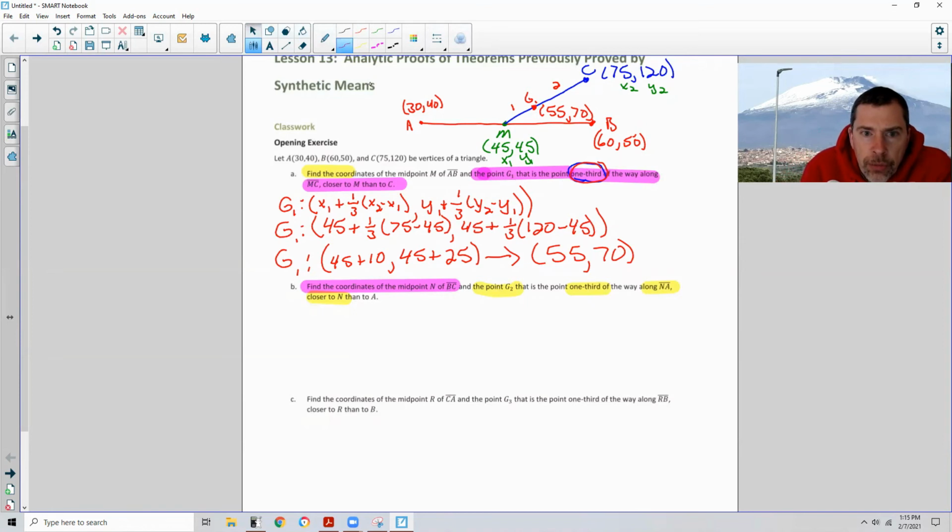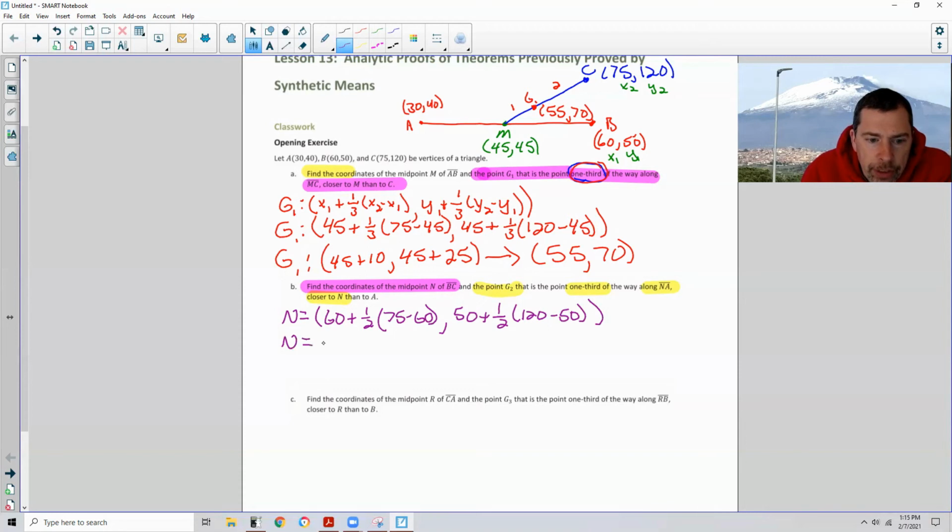So now I'm just going to move my X1, Y1 over to B. One end is X1, Y1, and C is X2, Y2, and I want the midpoint N. So the midpoint N, so N is going to equal X sub 1, 60, plus 1/2, remember it's midpoint, so it's half, X sub 2, 75 minus 60, comma, Y sub 1, which is 50, plus 1/2 Y sub 2, which is 120, minus that 50.